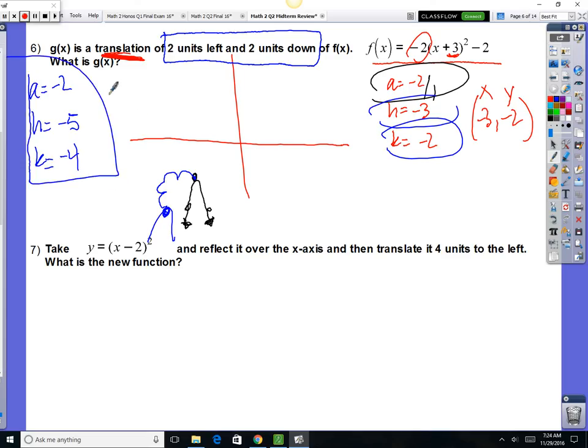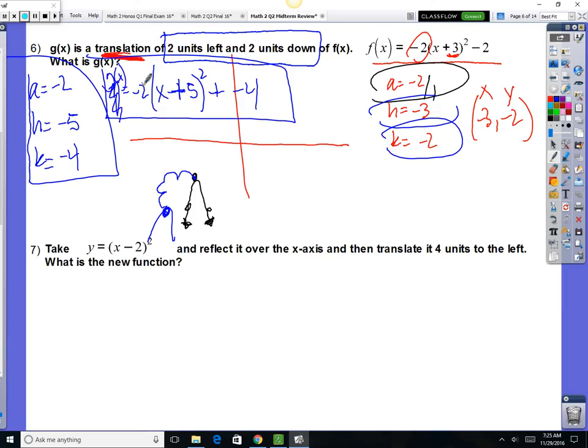So if I put that into an equation, it's going to be y equals A times x minus the h, which is a negative 5, squared, plus the k, so plus a negative 4. So this minus minus is actually a plus. This is the equation we're looking for. And I guess not y, that would be g of x. So there's the equation of g of x. Let's do the same thing for 7.